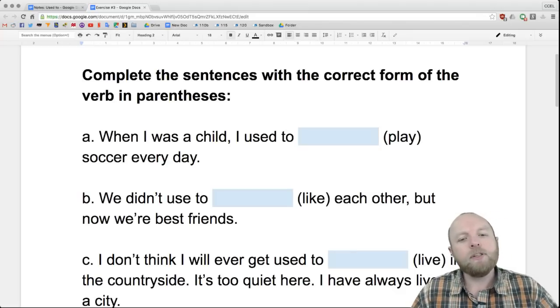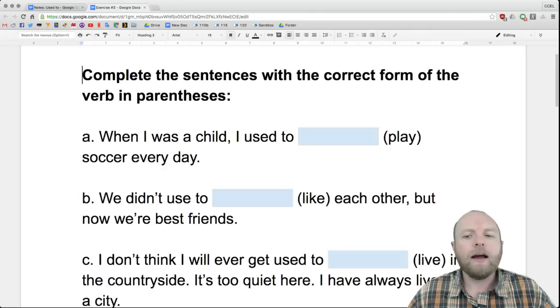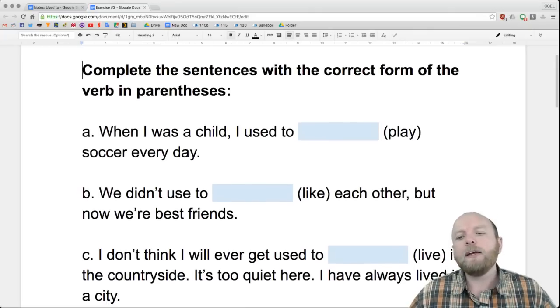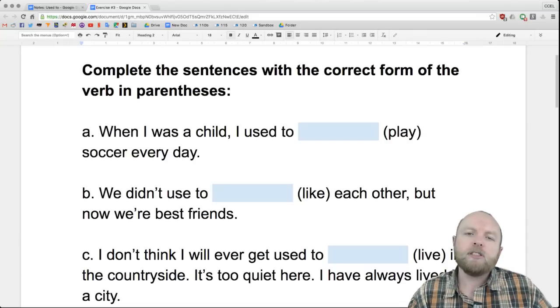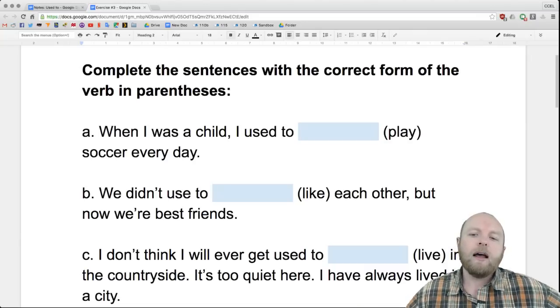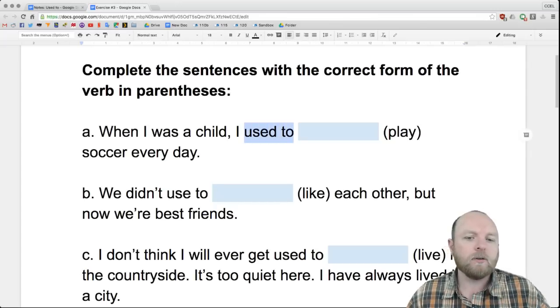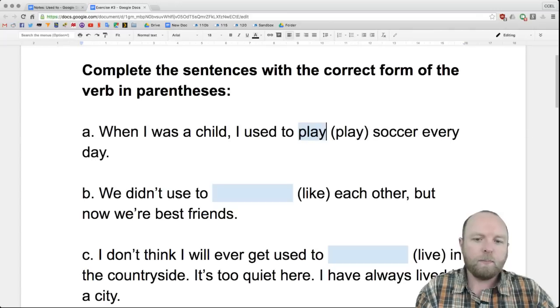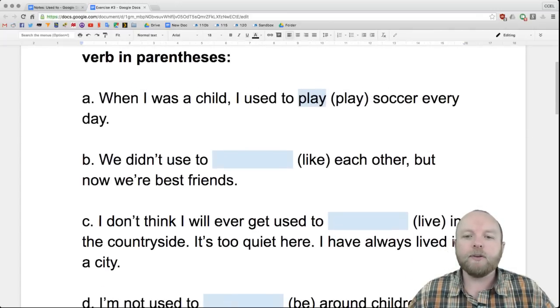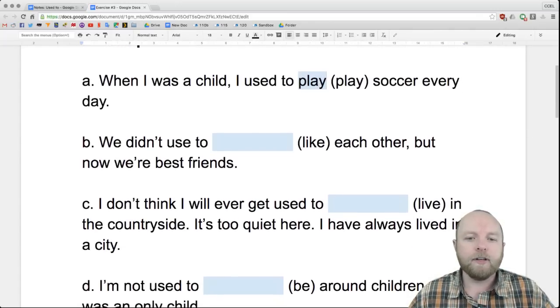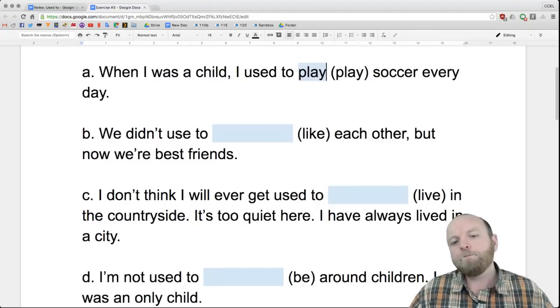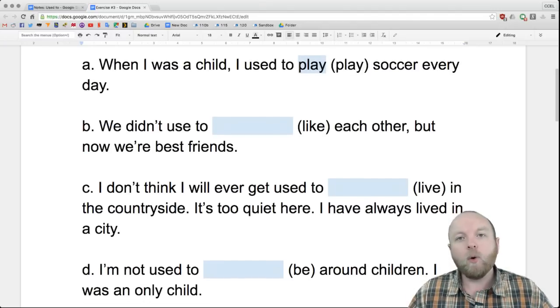Okay, example, when I was a child, I used to play or playing. Is this the first meaning of used to that we studied, or does this mean comfortable or habit? Well, used to, not be used to. I used to play soccer every day. You guys continue. Please write B, like or liking. C, live or living. Okay? And I'll come back in a few minutes.